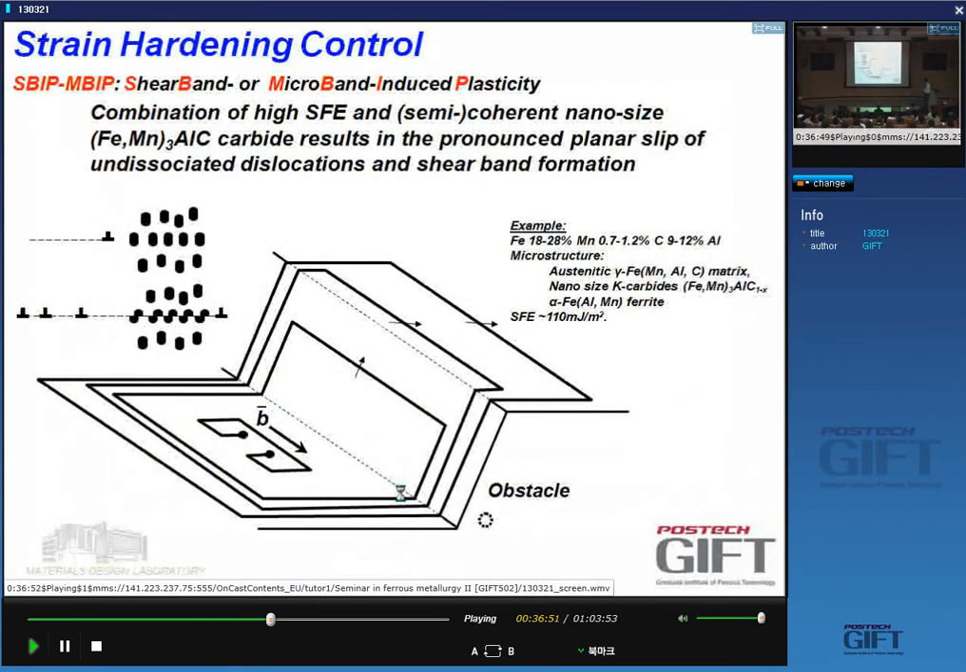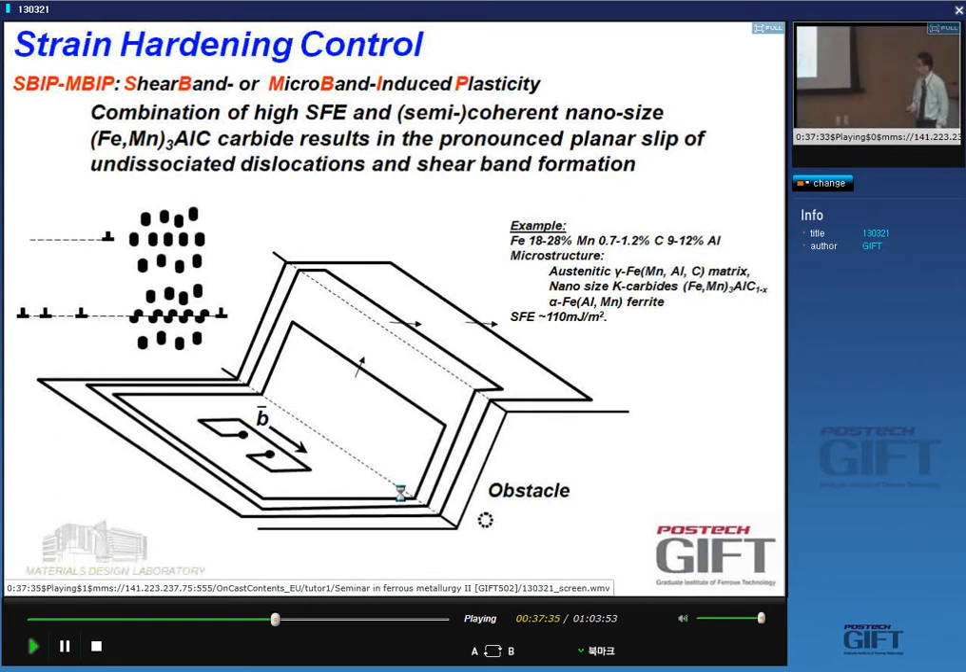So we'll go through these systems, and I will talk a little bit more about the last two, the last system where you have multi-phase materials. But first, let's talk about the ones where researchers have gone to fully austenitic structures. The first one is shear band induced plasticity. It works on a very special mechanism. It's an austenitic steel, but with a very high stacking fault energy. I said very high, not low. So you'd think that's not a good idea.